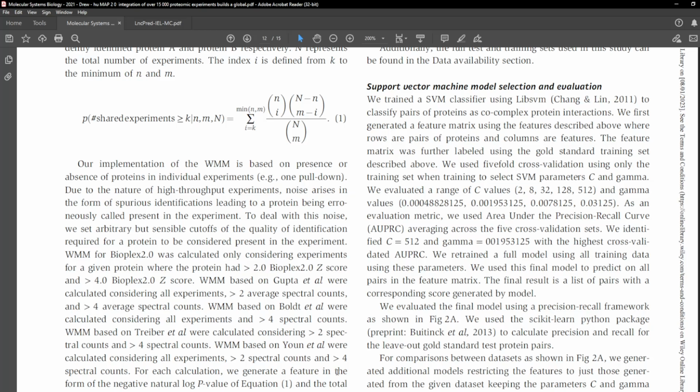We identified C equals 512 and gamma equals 0.001953125 with the highest cross-validated AUPRC. We retrained a full model using all training data using these parameters. We used this final model to predict on all pairs in the feature matrix. The final result is a list of pairs with a corresponding score generated by the model. We evaluated the final model using a precision recall framework as shown in Fig 2a.